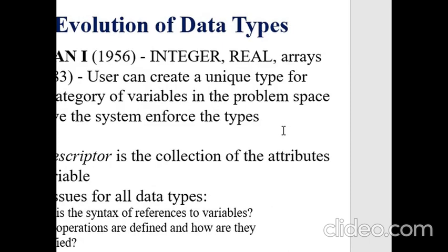Next, evolution of data types: in 1956, integer, real, arrays; then Ada. The user can create a unique type for every category of variables in the problem. Also, how the system enforces the type. A descriptor is a collection of attributes of a variable. The design is used for all data types. What is the syntax reference to a variable?